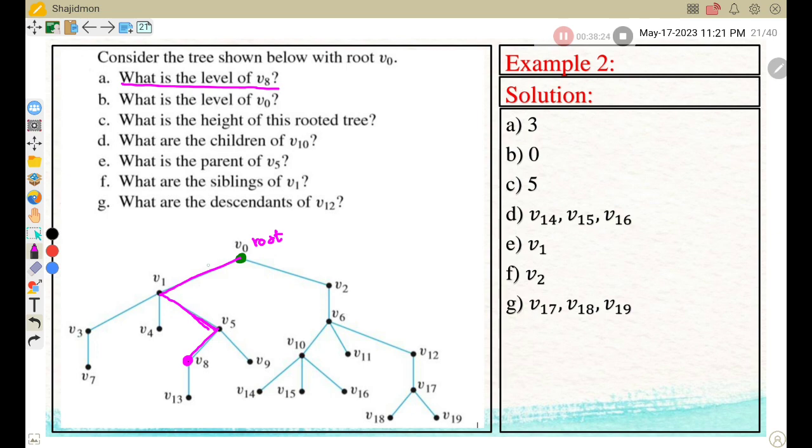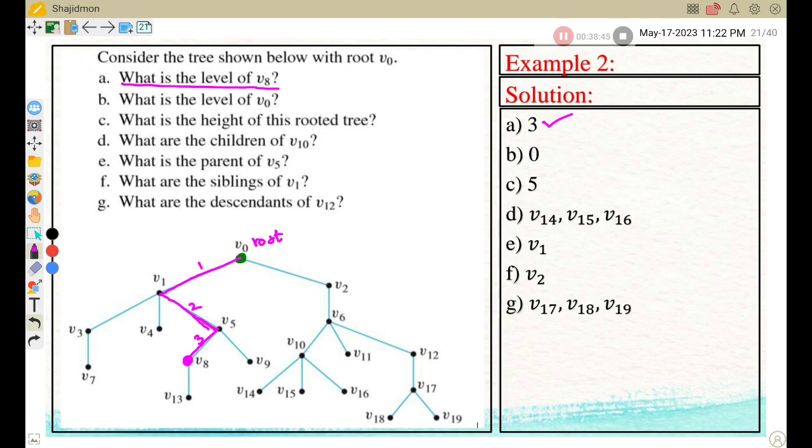So how many edges are involved in that path? 1, 2, 3, correct? Three edges are involved. So what is the level of the vertex V8? That is 3. Hope you understood that one. It is easy to construct. Just construct a path and count how many edges are involved in that path. That is the level of that vertex.